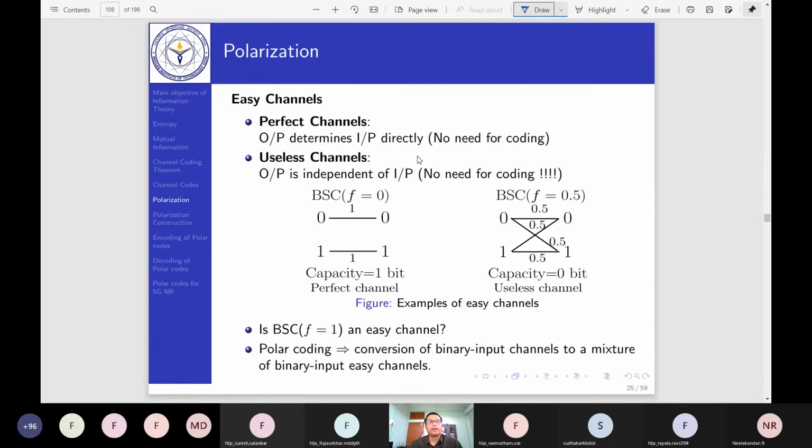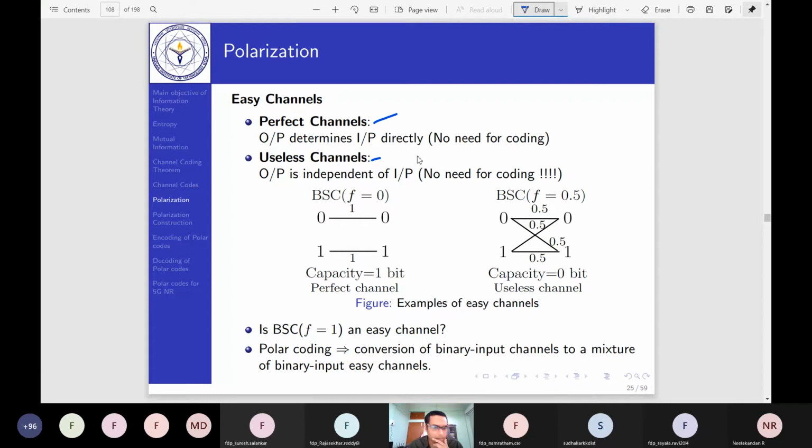So polar code, as I said, is a method to convert some arbitrary channels into easy channels. Easy channels are those channels for which coding is not required. Easy channels can be divided into two groups: perfect channels and useless channels. Perfect channels mean the output determines the input directly. There is no need of coding.